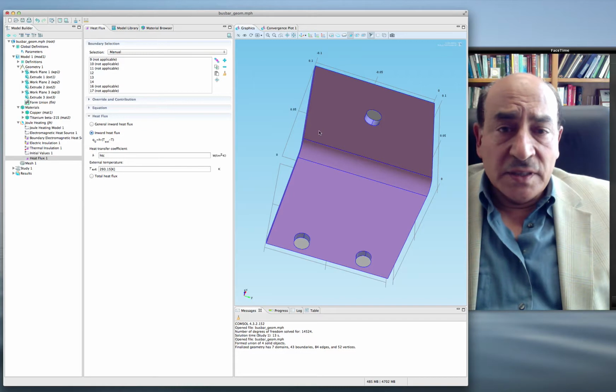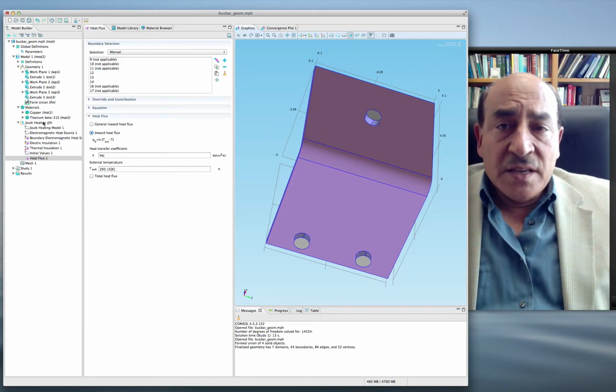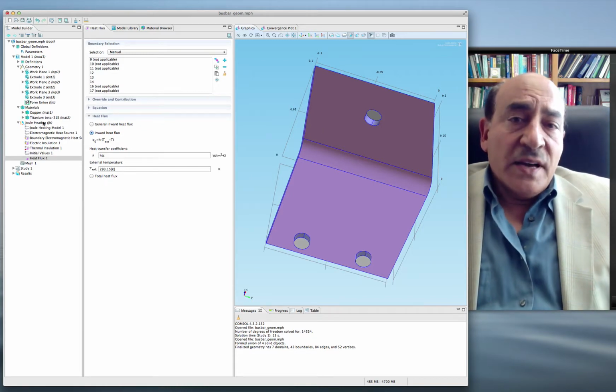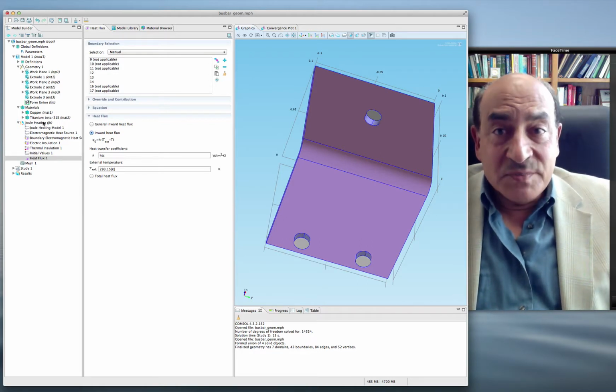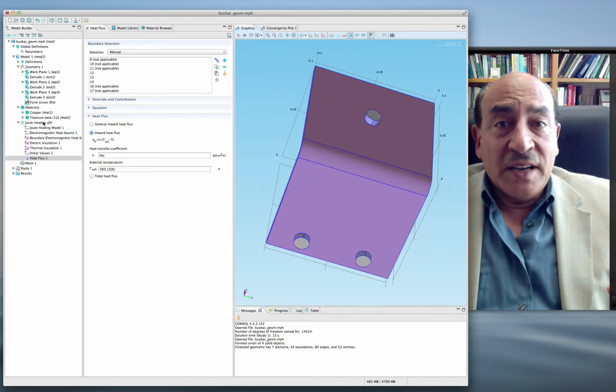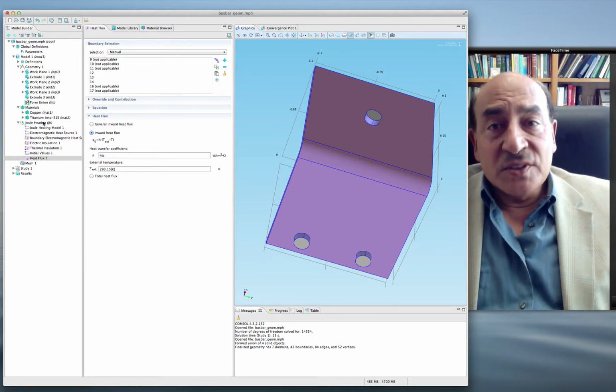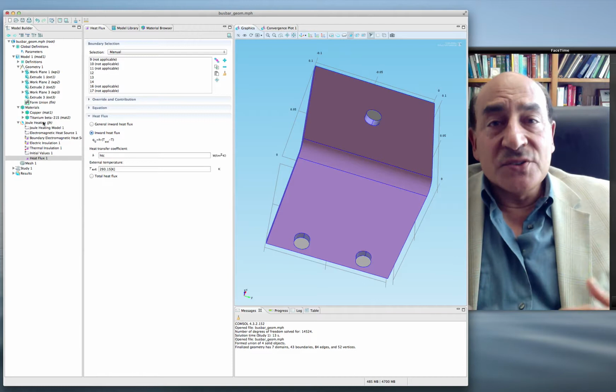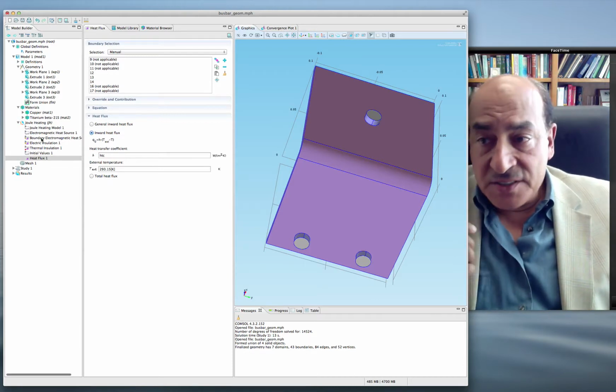So I have now defined the heat flux that will be taken out of the system, and it's all defined. Now I can go ahead and solve the heat transfer problem, the combined problem, but I'm not going to get any results because I haven't defined the boundary conditions for the voltage. The voltage has to be applied so that it will create the current, and the current is going to create the heat, and the heat is going to create the temperatures and the distribution.